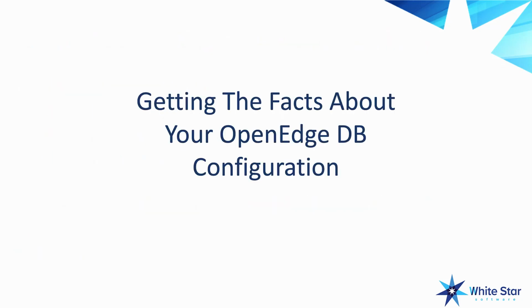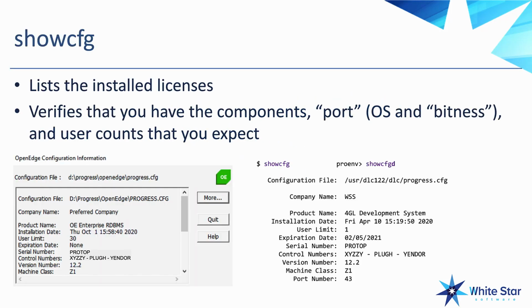So let's talk about getting the facts about your OpenEdge database configuration. One of the most important things that you need to know about your OpenEdge configuration is what are the installed licenses. There's a utility called showConfig, showCFG, which helps you to verify that you have the components that you need and the right port in terms of the operating system and the number of bits, whether it's a 32-bit port or a 64-bit port, and the user counts that you expect to have.